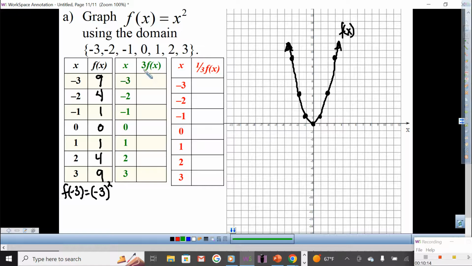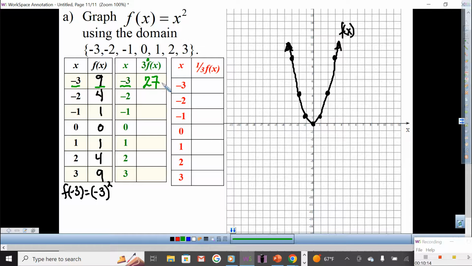The 3 being a coefficient implies that there's what operation going on between these two? Yeah, multiplication. Therefore, I start at -3, go to our original function, -3. What is f of x? 9. But now it says f of x times 3. So what is 9 times 3? 27. Write that in there, please.